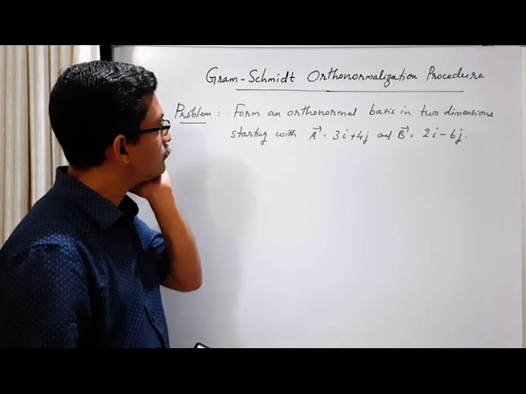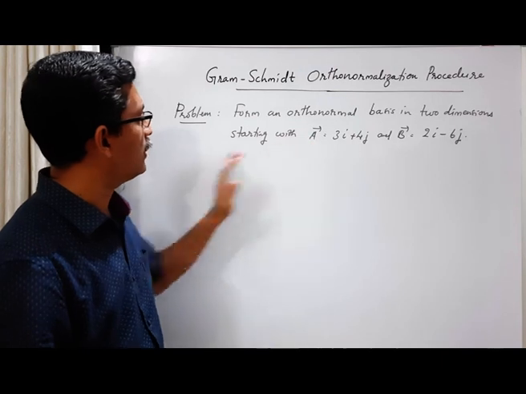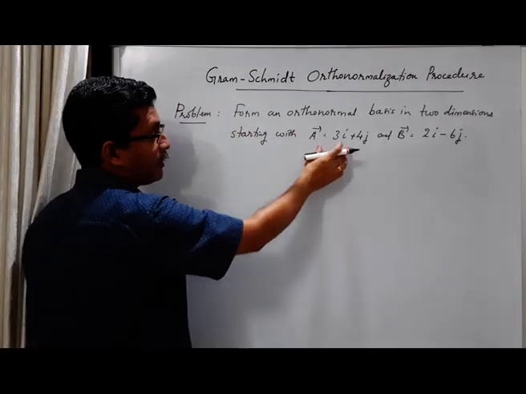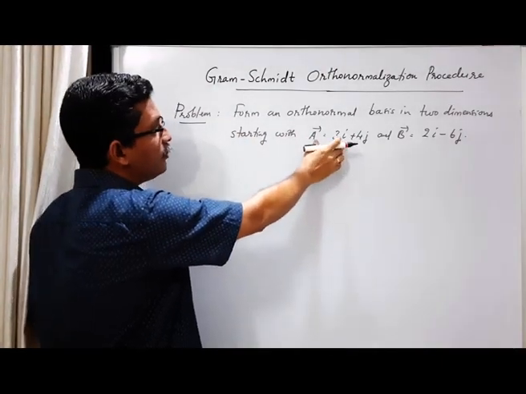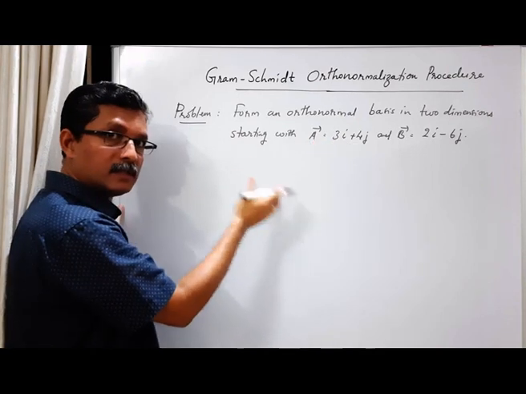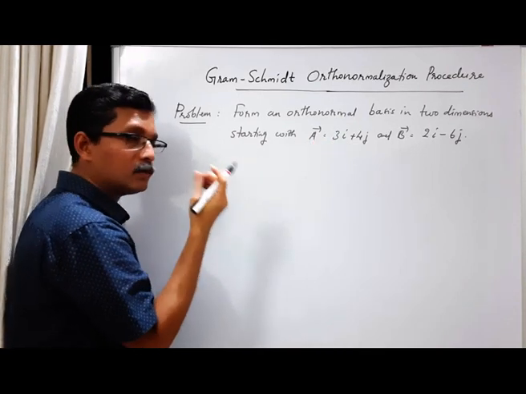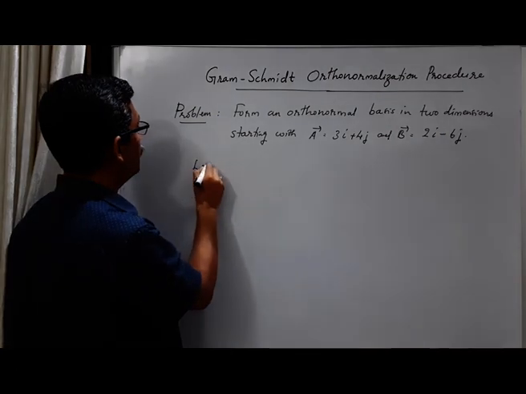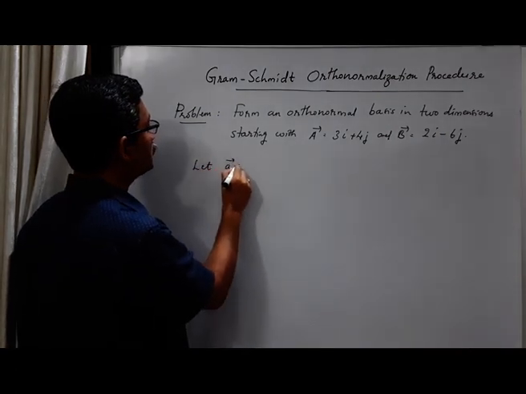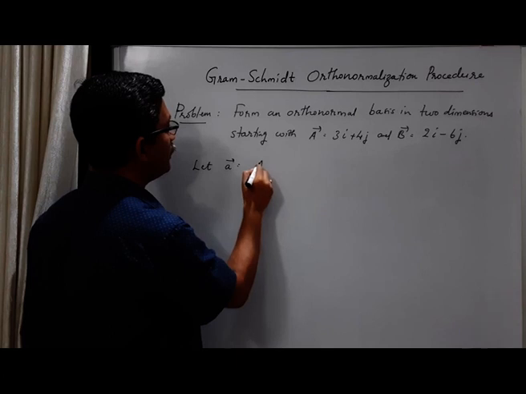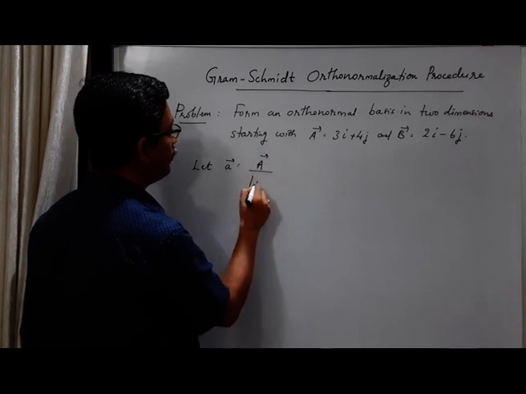For that, let's start like this. Let's take the first vector as before, and divide it by its norm to get one vector in our orthonormal set. So let vector a equal this capital A divided by its norm.